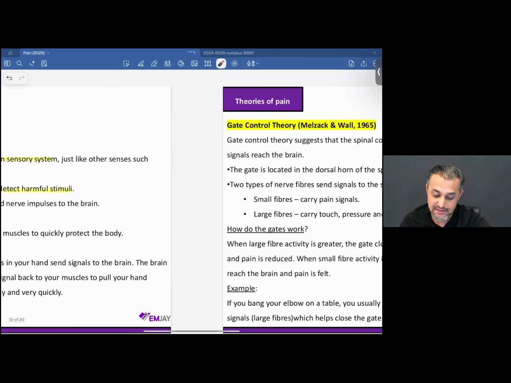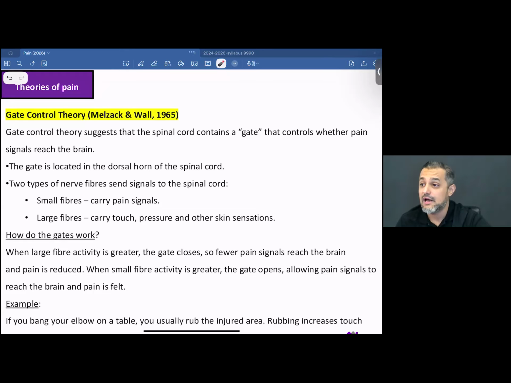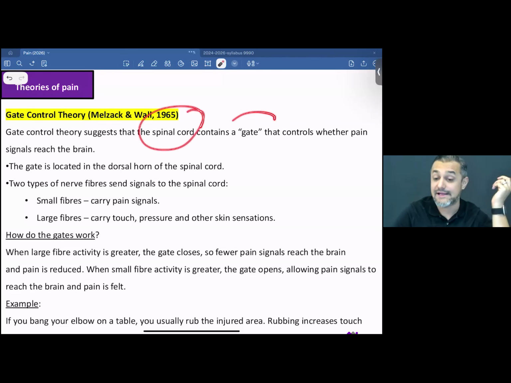Let's take this ahead and talk about an updated theory over here, that is the gate control theory. And the name gate, I mean, what does a gate do? What is the job of a gate? What's the function of a gate? To allow someone or to not allow someone. And the name gate control theory suggests that the spinal cord, we all know a spinal cord, right? Our spinal cord contains a gate that controls whether pain signals reach the brain or not.